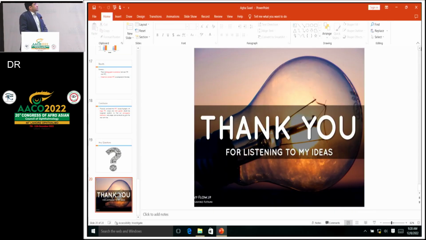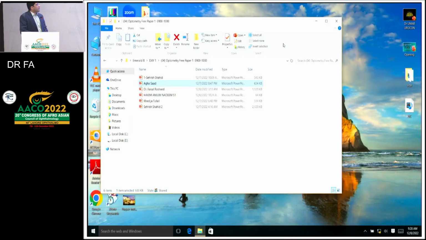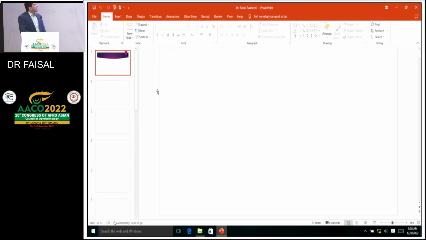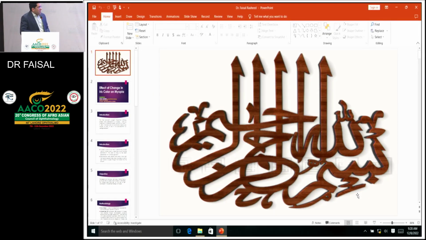Effect of change in iris color on myopia. It's an interesting topic. Yes, sir. So we will see the results. Bismillahirrahmanirrahim.